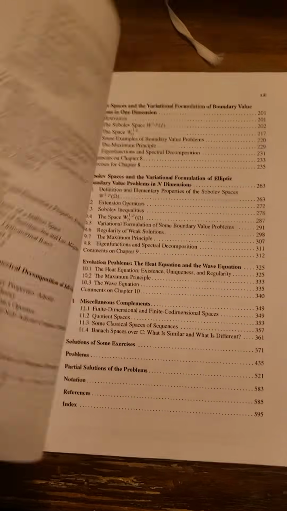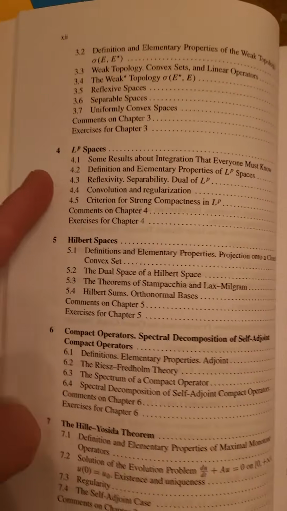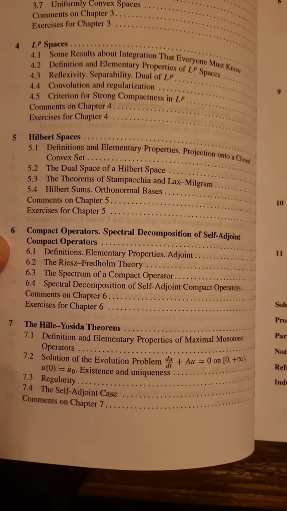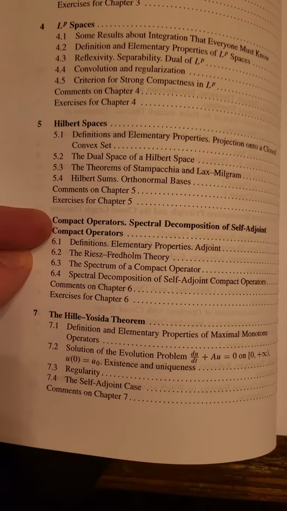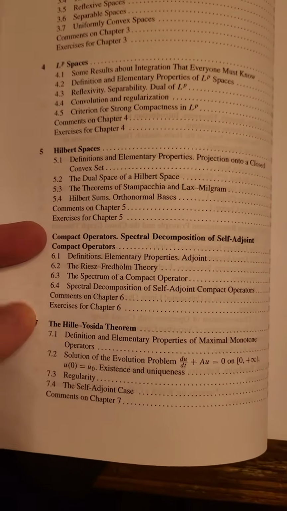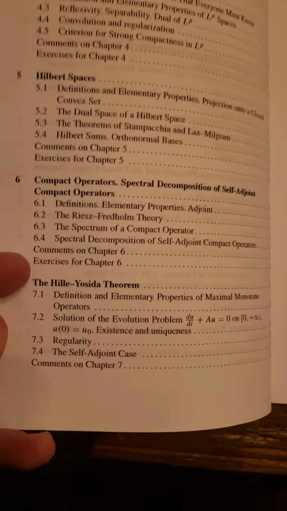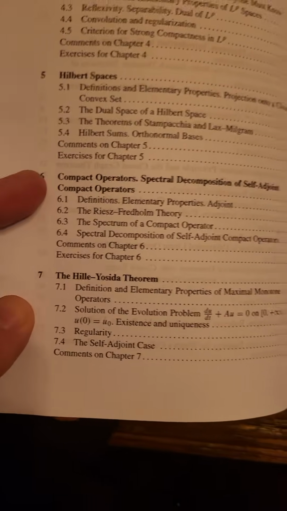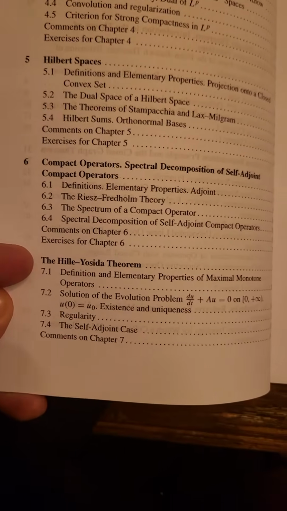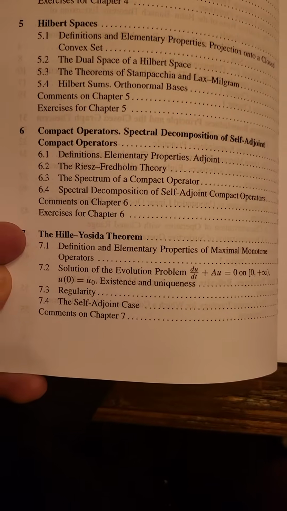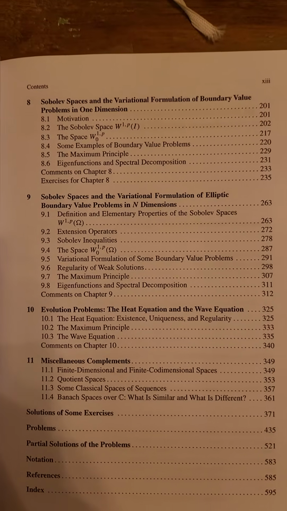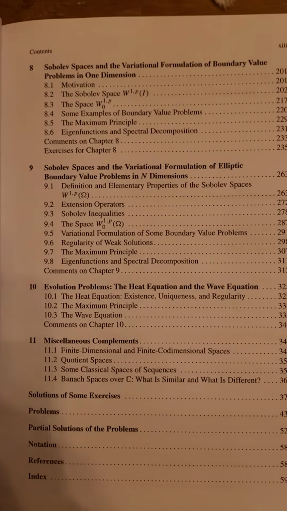But once you understand real analysis, you can go here, and then we have LP spaces. Of course, you're going to cover that in real analysis. Then Hilbert spaces, and then you finally get to compact operators, spectral decomposition of self-adjoint compact operators. So a lot of times you want to represent PDE as a compact operator to prove existence of solutions. You can view solutions as some stationary point of the PDE operator. And then we have some Sobolev spaces, boundary value problems, elliptic boundary value problems, and then evolution problems.